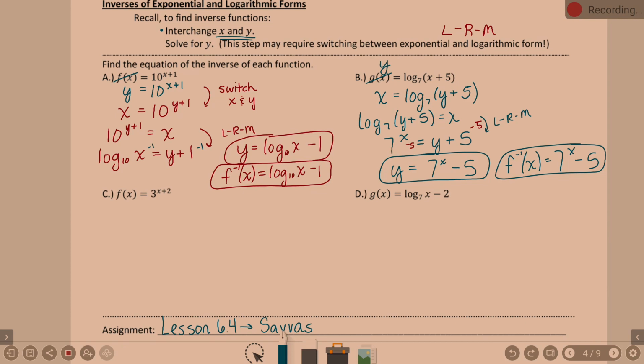F of x equals 3 to the x plus 2. F of x is another name for y. We're trying to find the inverse. How do I find the inverse?